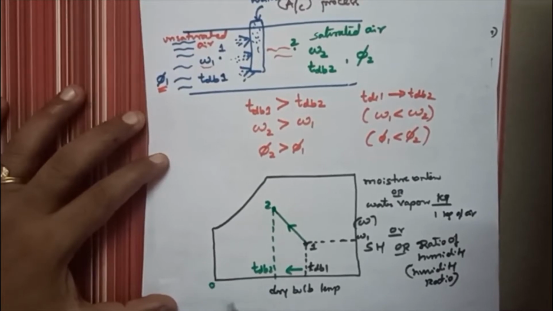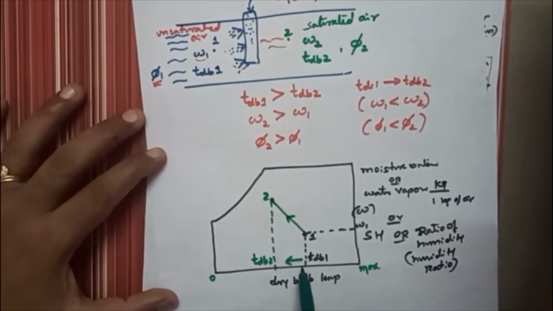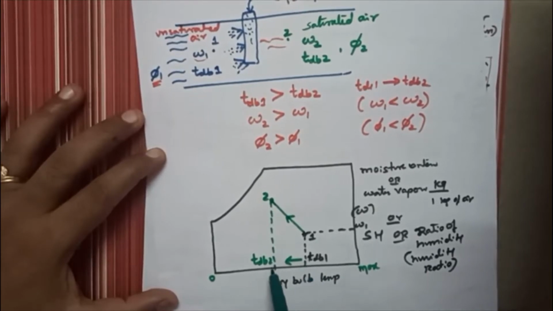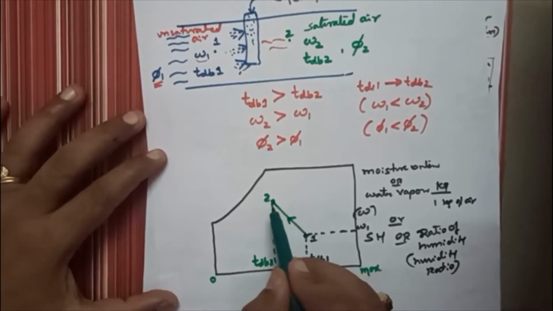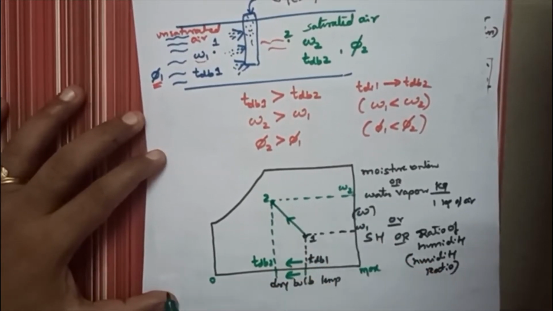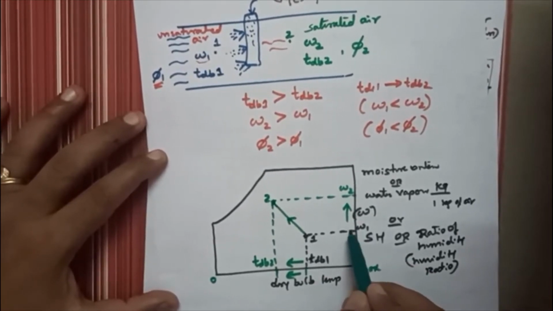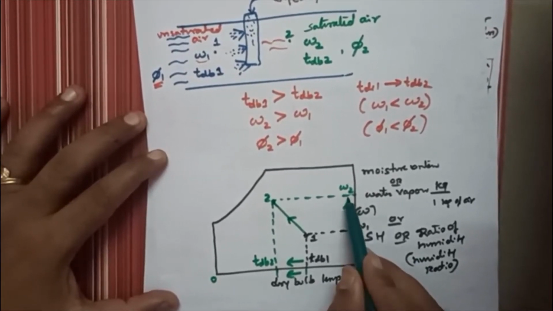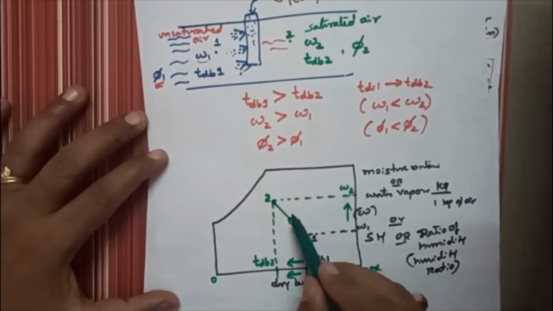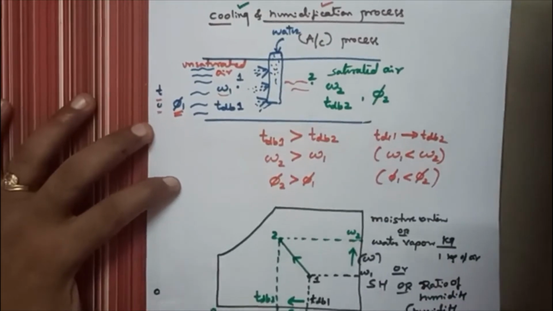Here is the minimum value and here is the maximum value. So the temperature is decreasing from high to low, that is, cooling is there. At the same time the water content, omega 2, is increasing. Initially the omega value is low, and now it increases to the omega 2 value. So this process is called the cooling and humidification process.